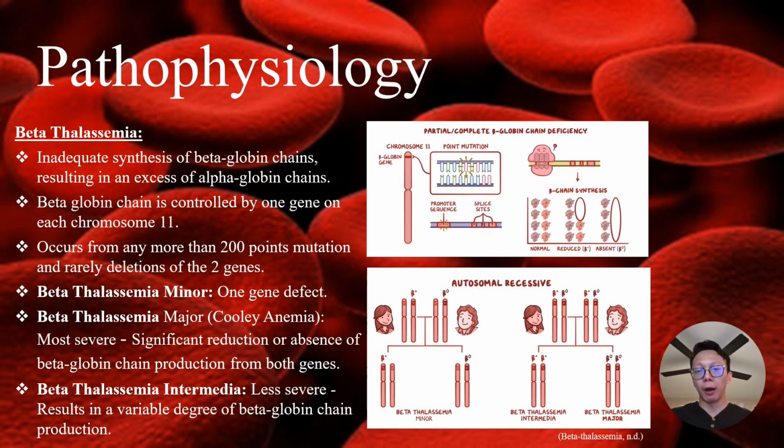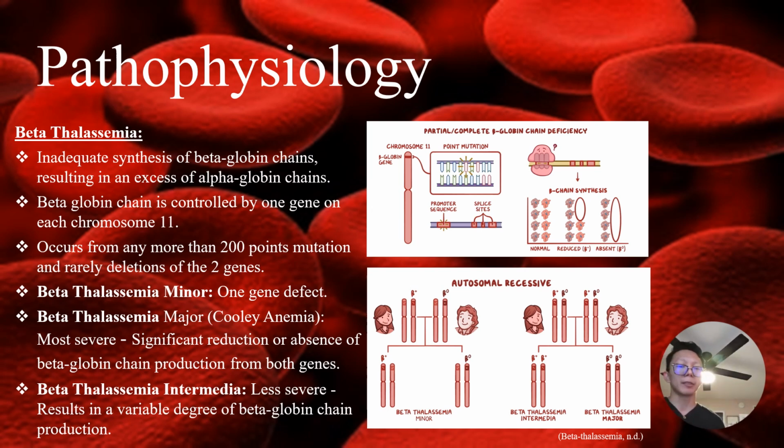Now, treatment options for beta thalassemia may include, again, blood transfusion, which would be the primary one, iron chelation therapy to manage the iron overload from the transfusion, and in some cases, bone marrow or stem cell transplantation. Now, let's go ahead and go over signs and symptoms.